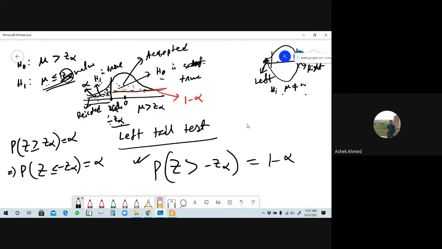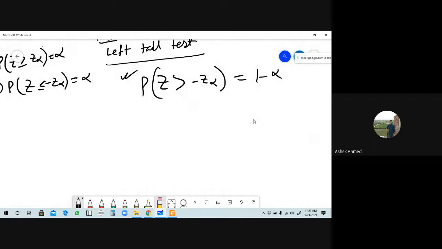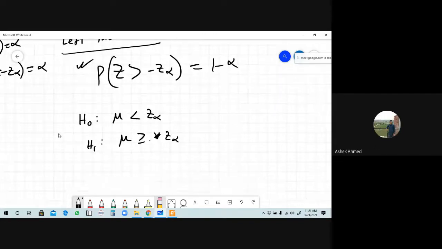Now we will see another concept. This is the null hypothesis, this is the alternate hypothesis. If the alternate hypothesis is mu greater than or equal to a value, you can just say alpha. In that case the null hypothesis will be mu less than alpha, is that right? Yes sir. They are opposite.